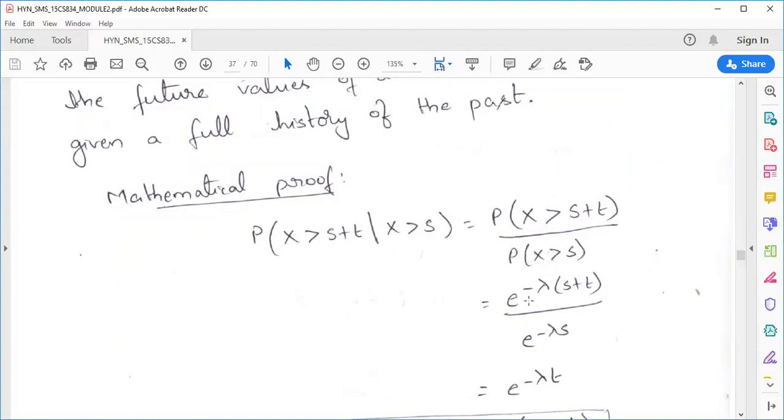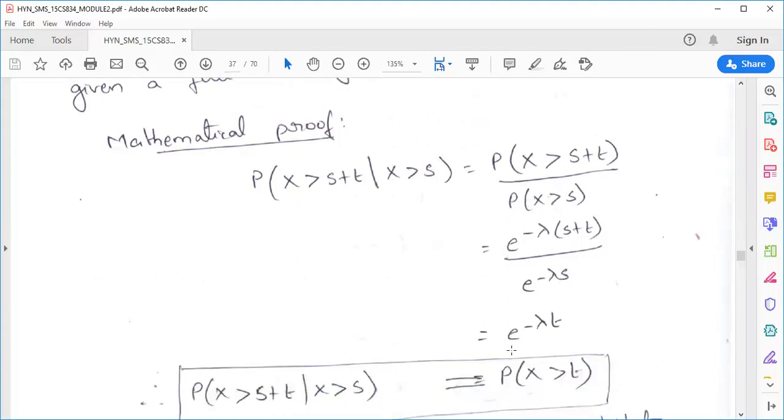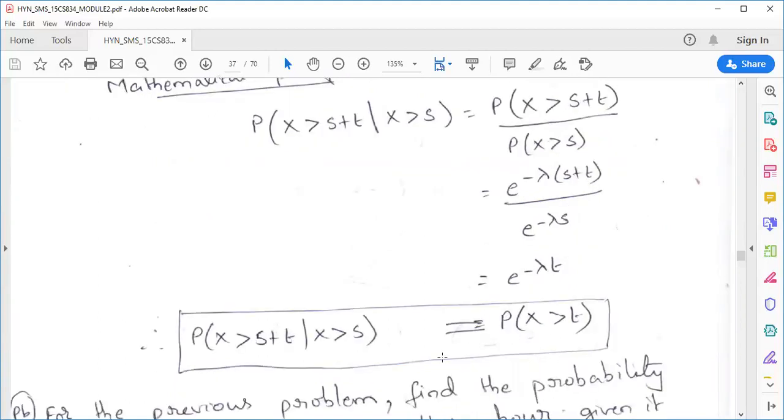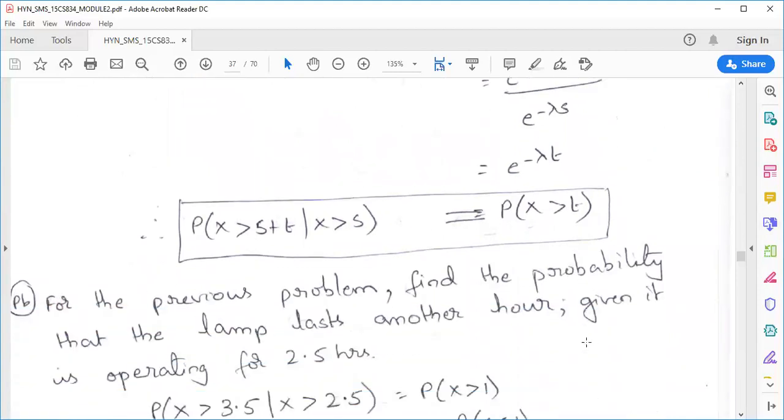This is a division of exponents, right? a to the power of m divided by a to the power of n will be equal to a to the power of m minus n. So I'll be using that formula, and I will get e to the power of minus lambda s minus lambda t, and again from the denominator I will get plus lambda s. So minus lambda s and plus lambda s will get cancelled, and I'll be left with e to the power of minus lambda t, right? This is equal to e to the power of minus lambda t, which is nothing but probability of x greater than t. So this is the memoryless property.